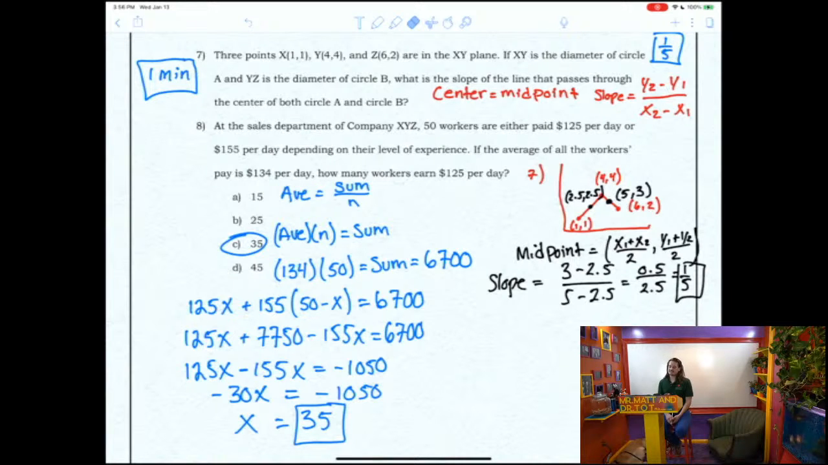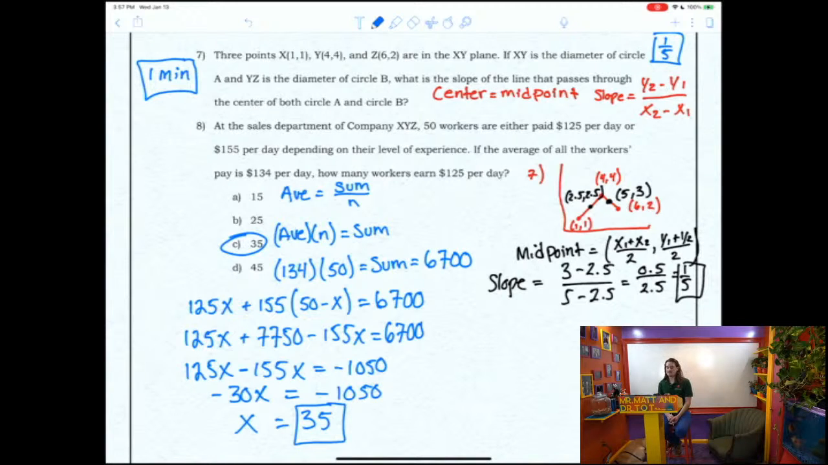For number 8, this is a twist on an average. Well, it is an average question, but it's not using the standard formula for an average. We know to calculate the average of any set of values, we take the sum divided by the number of terms. So an average is always equal to the sum divided by n, the total divided by the number of terms. Notice, though, that I can manipulate that formula.